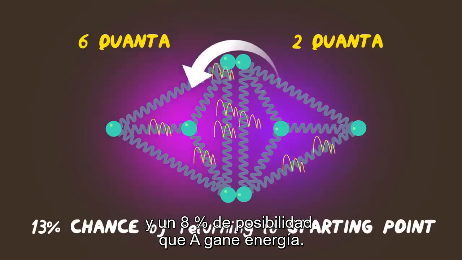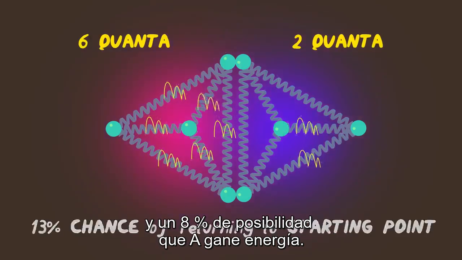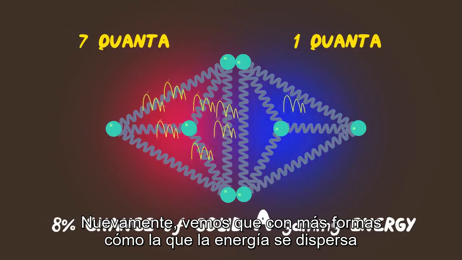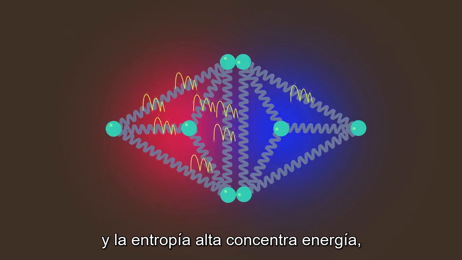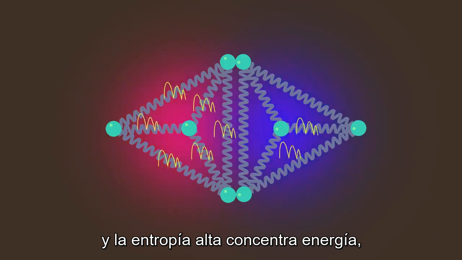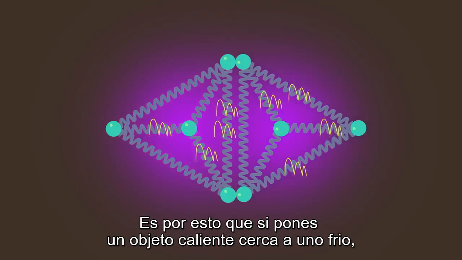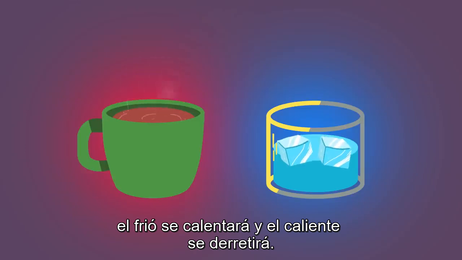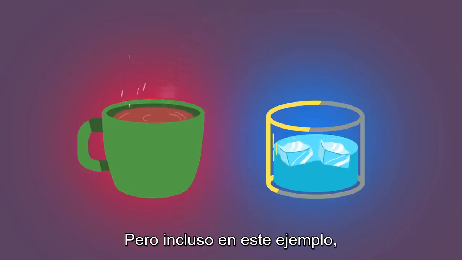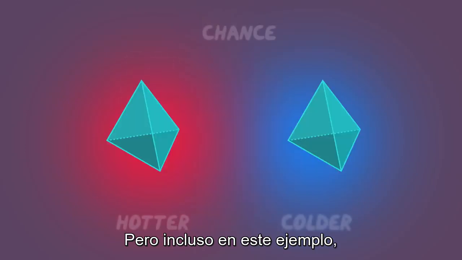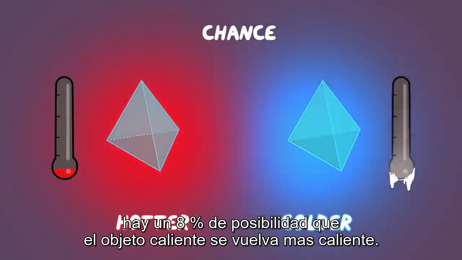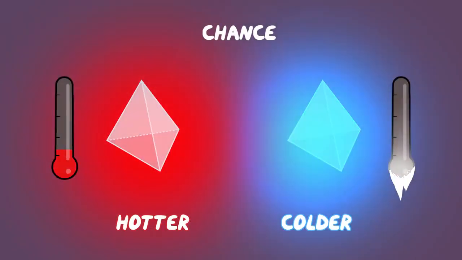There's a 13% chance that it'll return to its starting point, and an 8% chance that A will actually gain energy. Again, we see that because there are more ways to have dispersed energy and high entropy than concentrated energy, the energy tends to spread out. That's why if you put a hot object next to a cold one, the cold one will warm up and the hot one will cool down. But even in that example, there is an 8% chance that the hot object would get hotter.